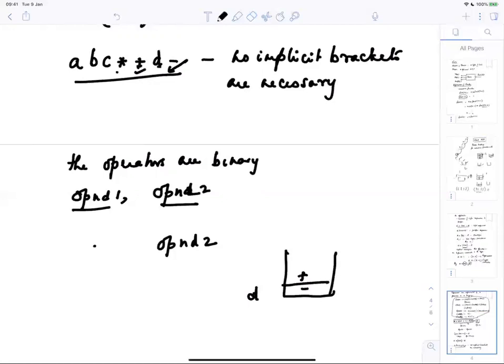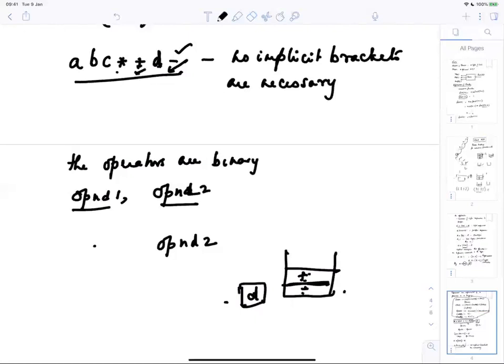Let me repeat this. I saw minus, and I'm expecting two operands, but I'm seeing one operand, which is D over here, and then another operator. So the first one came here, and I put the next one over here. Now this operand D, and I've got the plus also.